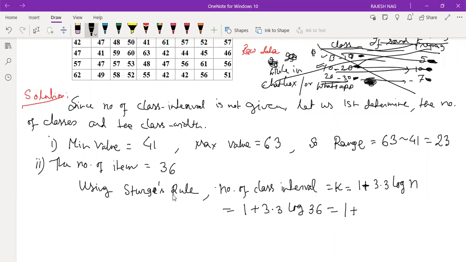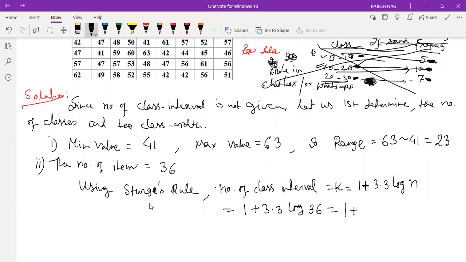If the class interval is given as 10 in the question, then you have nothing to do. No need to use the Sturges rule. If the class interval is given, no need to use the Sturges rule. It is already given. The class interval is 10 or 5 or something like that. Clear? If it is not given, then only we apply the Sturges rule. Otherwise, no need to use this. Clear?